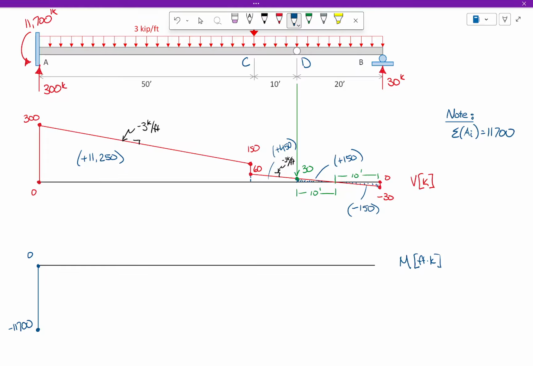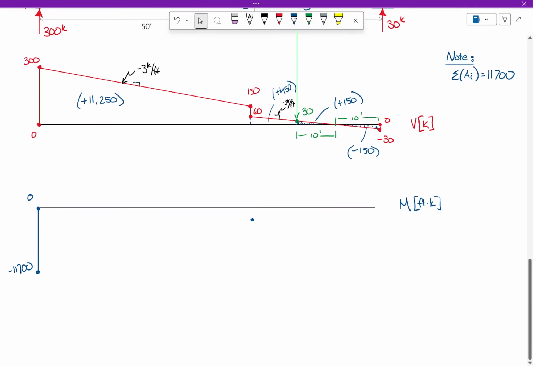Would everybody agree that every one of these sections of the shear diagram are linear with a slope of 3 kip per foot, or negative 3 kip per foot because it's going downward? Which means that every section of the moment diagram is going to be what? Parabolic? Everybody okay with that? So, let's go from A to C. If I'm at negative 11,700 and I go up 11,250, what's that going to put me at? Negative 450.